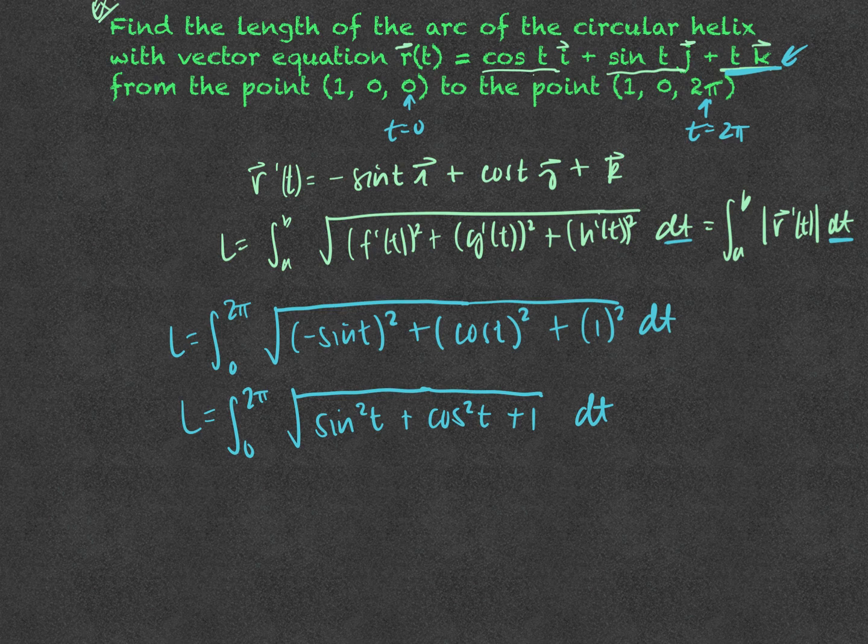So sine squared plus cosine squared is 1. I'm not going to write this out. So 1 plus 1 is 2. So we have the square root of 2 with respect to t. Now this gives us t times the square root of 2 from 0 to 2 pi.